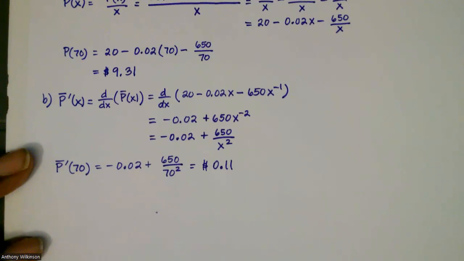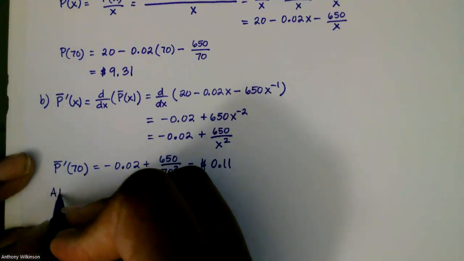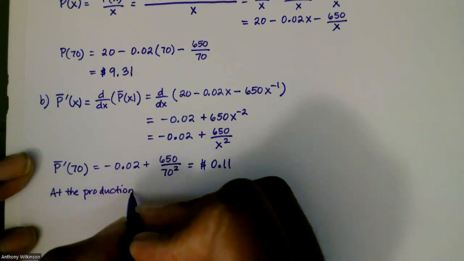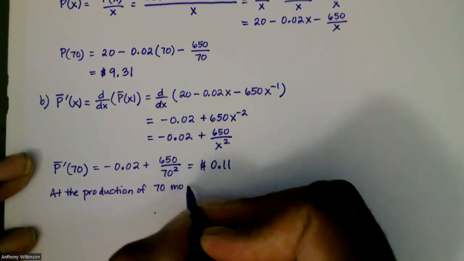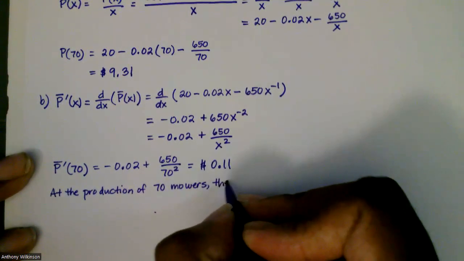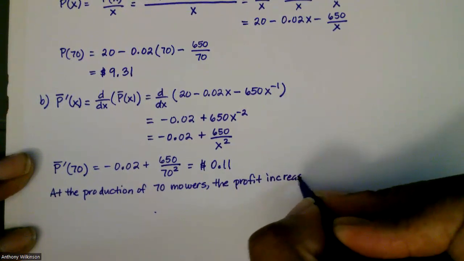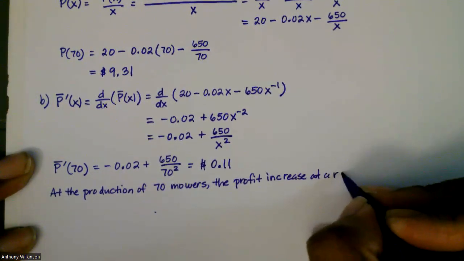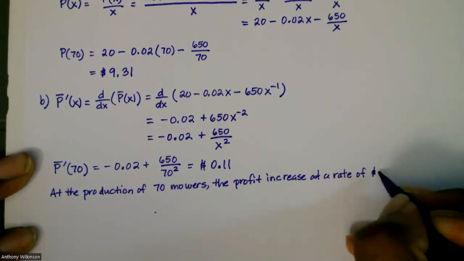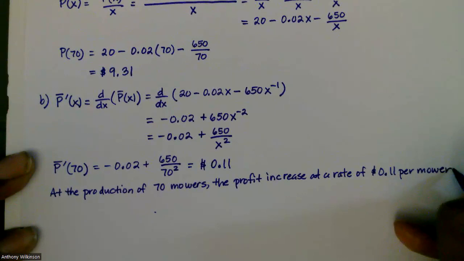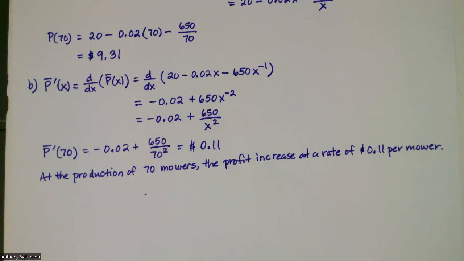Now, what does this mean? Here's the interpretation of that. At the production of 70 mowers, the profit increases at a rate of 11 cents per mower. So at the production of 70 mowers, the profit increases at a rate of 11 cents per mower.